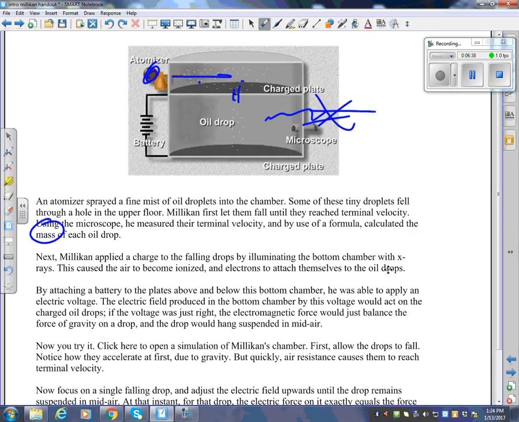By attaching a battery to the plates above and below this bottom chamber, he was able to apply an electric voltage. So we got a positive charge up top here, we got negative charge in the bottom, so we get this electric field, which I haven't told you a whole lot about. We get this electric field happening inside this bottom chamber. The electric field produced in the bottom chamber by this voltage would act on the charged oil droplets, and if the voltage was just right, the electromagnetic force would just balance the force of gravity in a drop, and the drop would hang suspended in midair.